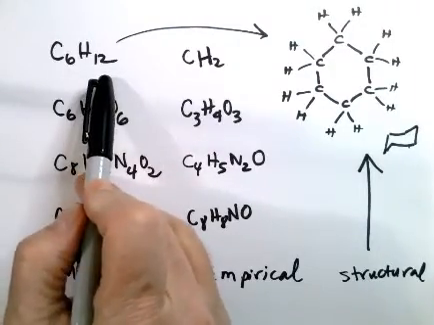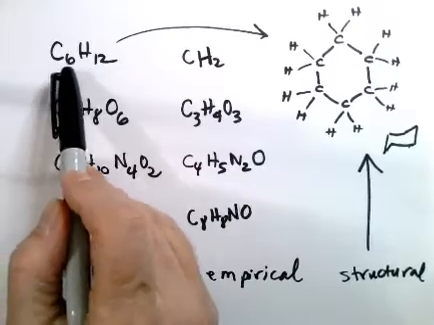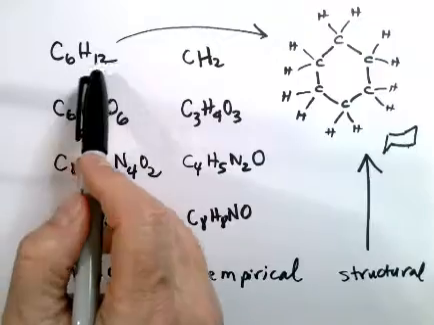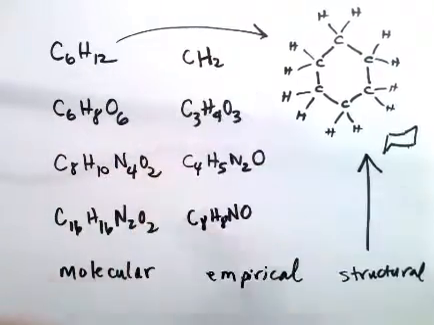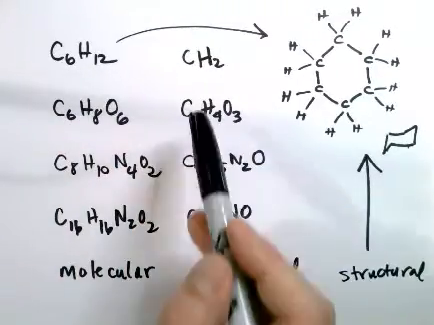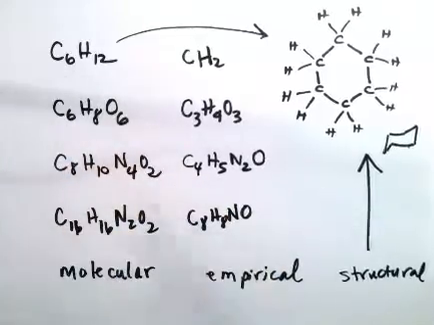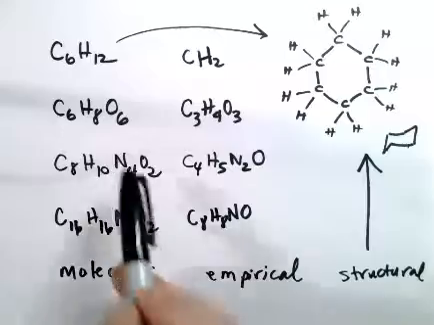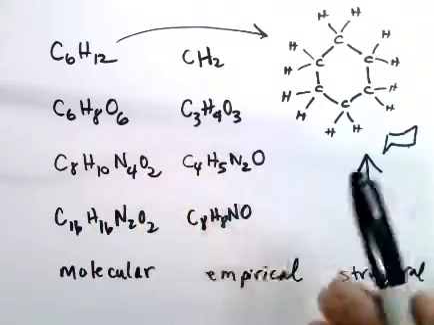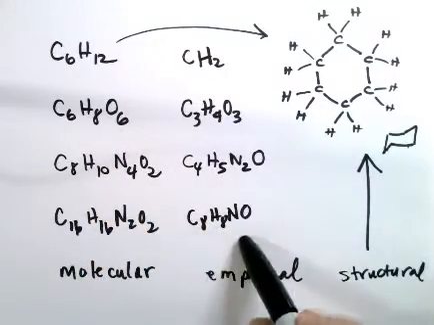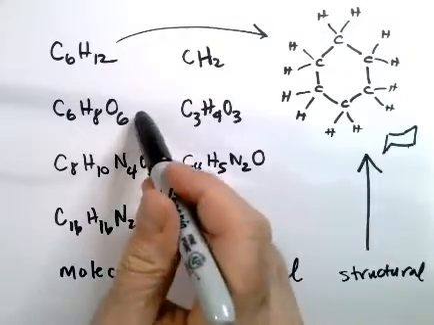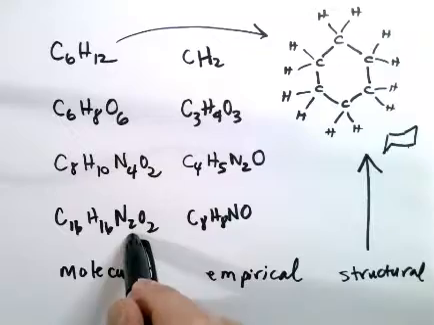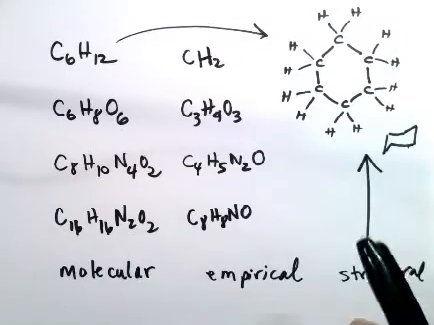C6H12, cyclohexane: this 6 could be divided by 6 to give a subscript of 1. 12 divided by 6 gives a subscript of 2. So CH2 would be the empirical formula for C6H12. And in all of the rest of these, they can be divided by 2 to find the empirical formula for each one of these other compounds. This one's vitamin C, this one's caffeine, and this one is LSD, the drug.